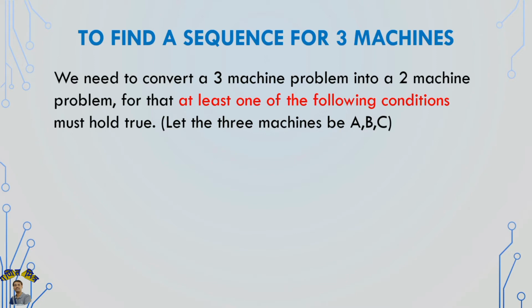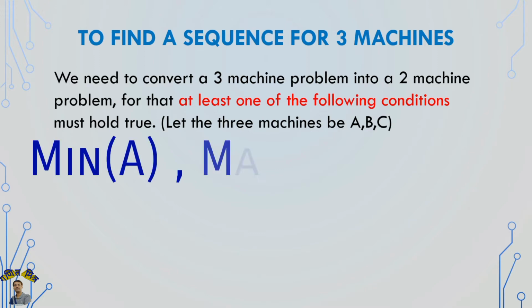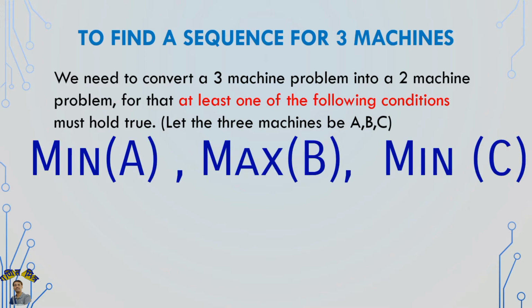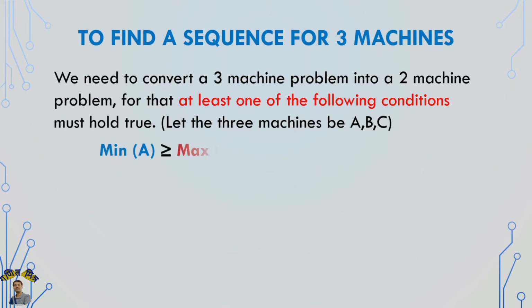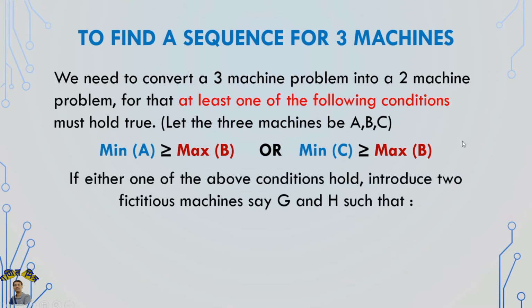Then we are going to find out 3 terms: minimum of A, maximum of B and minimum value of C. If any one of these conditions holds true, then we will say that the problem can be converted into 2 machines. Then we will introduce new 2 machines, say G and H, such that the G machine is A plus B and the H machine will be B plus C.